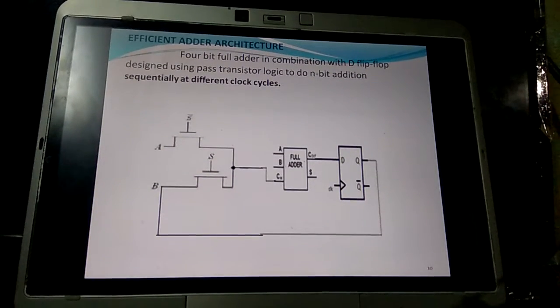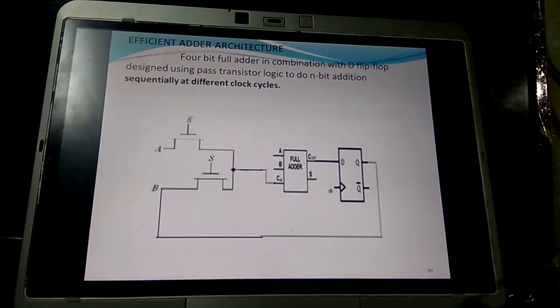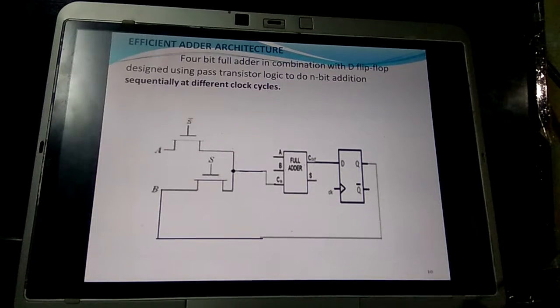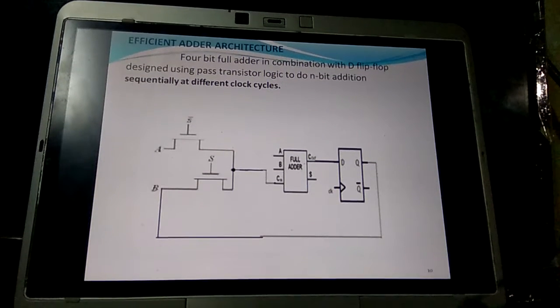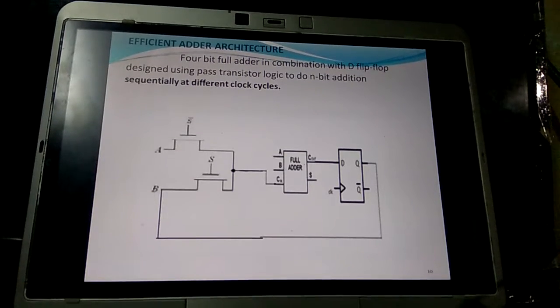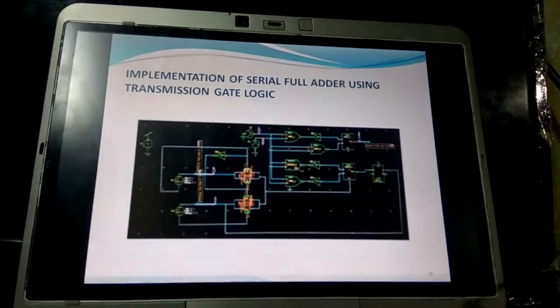This is a pass transistor logic. Pass transistor logic gives 4 outputs: strong 0, strong 1, degraded 0, degraded 1. This degraded 0, degraded 1 is nothing but a swinging output. It will not be a strong output. So we will get a degraded output due to the voltage swing in pass transistor logic.